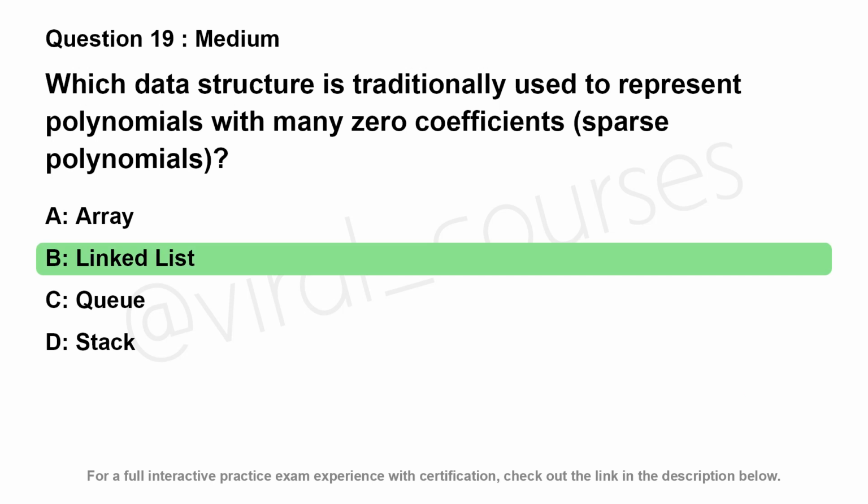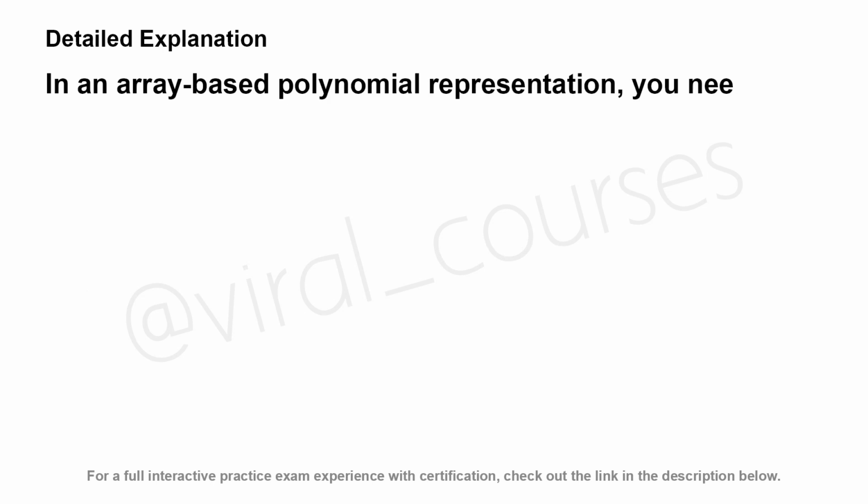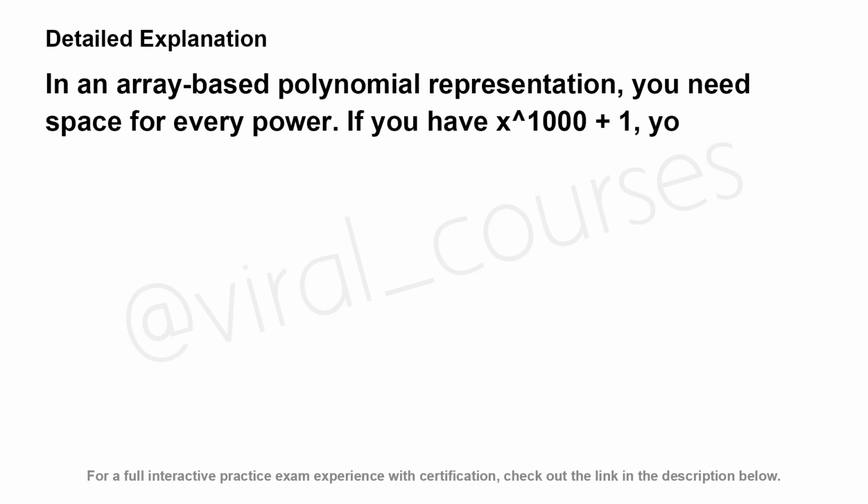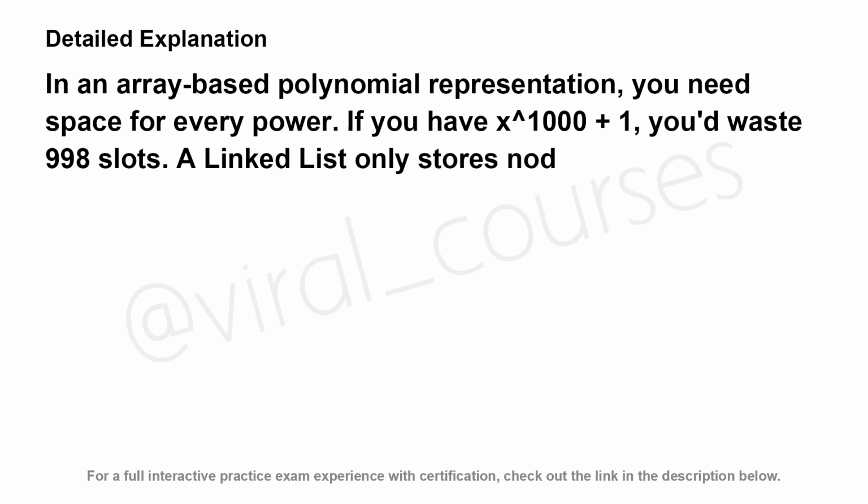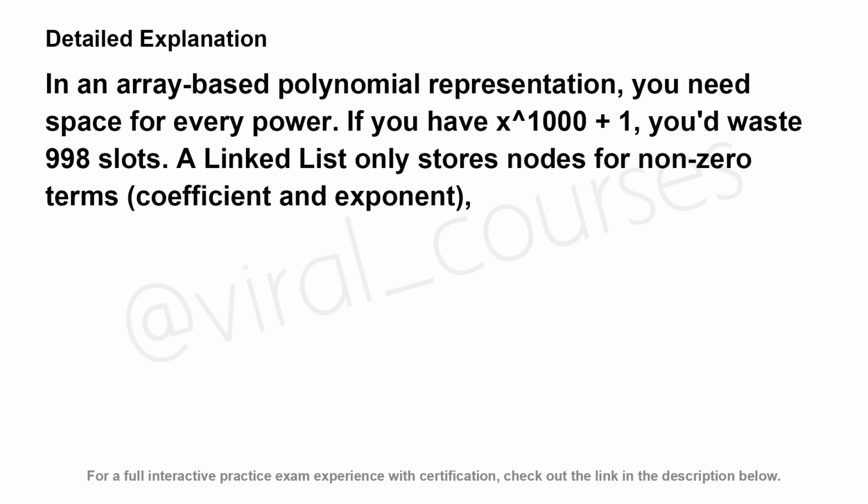The correct answer is B. In an array-based polynomial representation, you need space for every power. If you have x^1000 plus 1, you'd waste 998 slots. A linked list only stores nodes for non-zero terms, coefficient and exponent, saving significant memory.